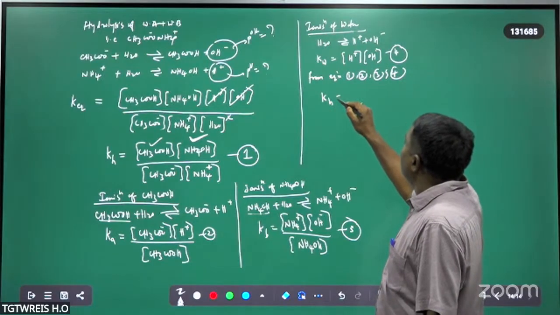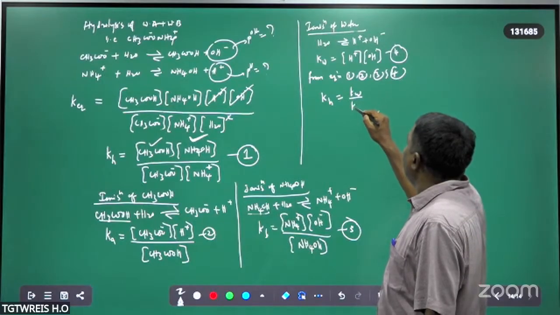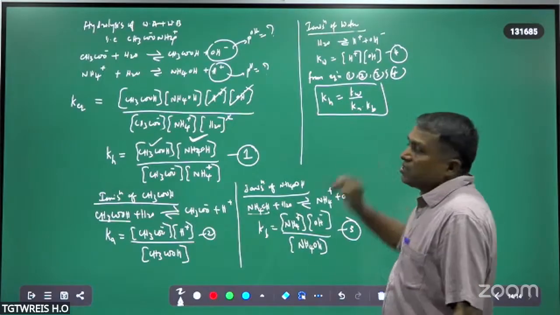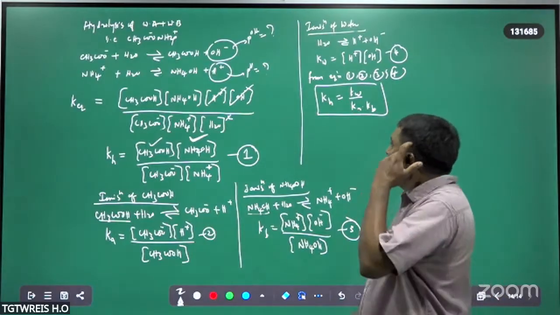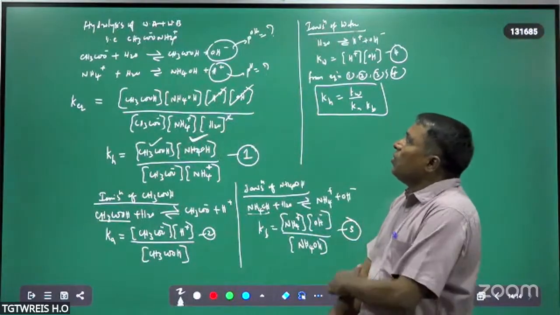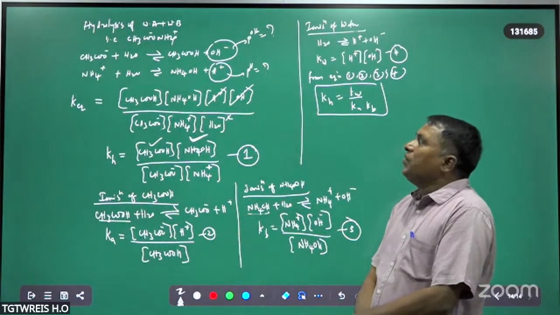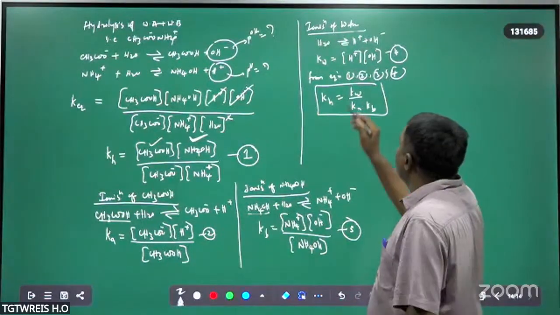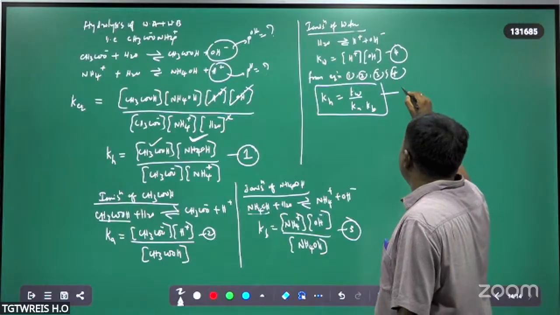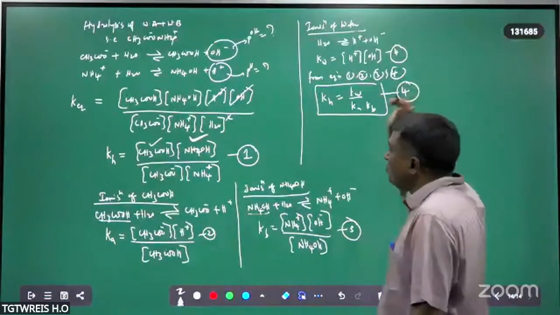KH is equal to Kw by Ka into Kb. This is the one another constant. KH is the salt hydrolysis constant. This is the salt hydrolysis constant of what now? CH3COONH4, salt of weak acid and weak base. So KH is equal to Kw by Ka into Kb. This is equation number 4.